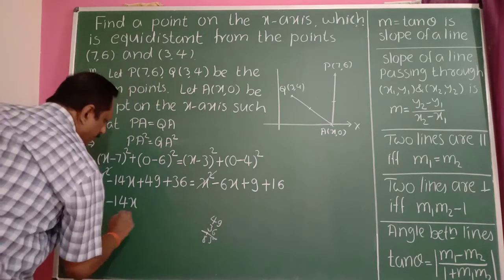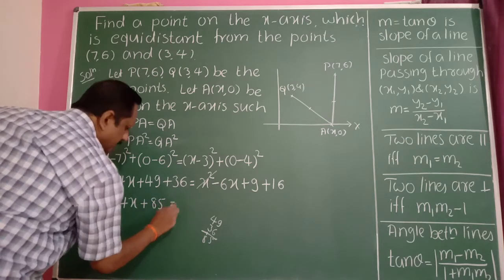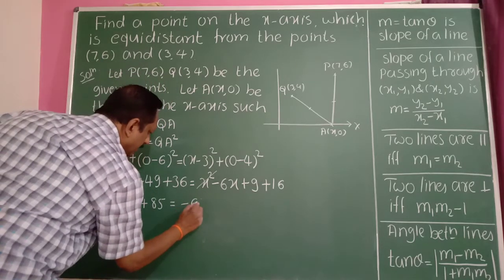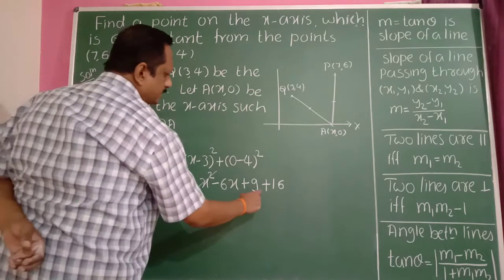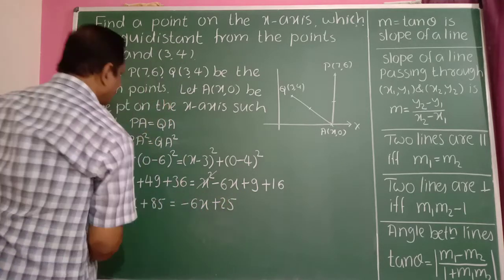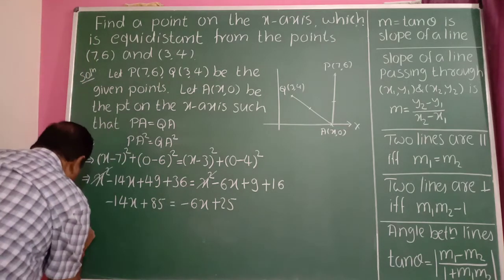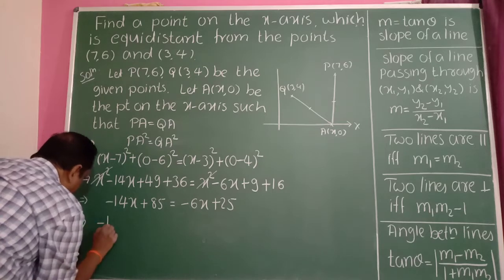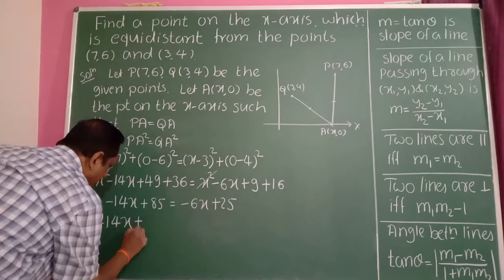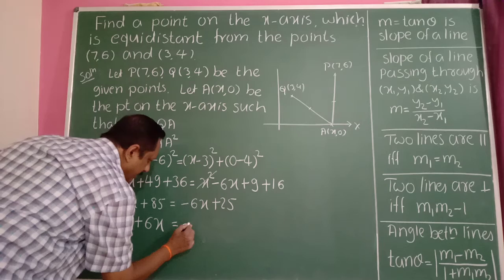So plus 85 is equal to, then minus of 6x here, 9 plus 16 is 25, plus 25. Take minus 6x to this side and 85 to that side. Therefore this implies minus of 14x minus 6x becomes plus 6x here, that is equal to plus 85 becomes minus of 85.